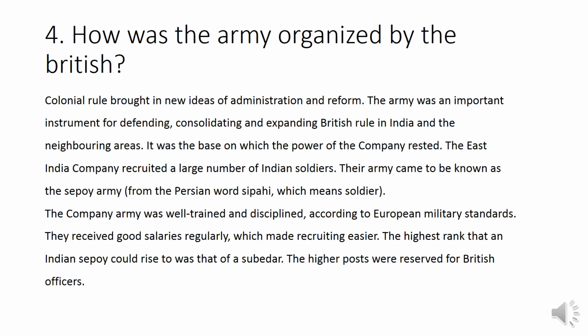The East India Company recruited a large number of Indian soldiers. The army came to be known as the Sepoy Army, from the Persian word sipahi, which means soldier. The company army was well trained and disciplined according to European military standards. They received good salaries regularly, which made recruiting easier. The highest rank that an Indian sepoy could rise to was that of a subedar. The higher posts were reserved for British officers.